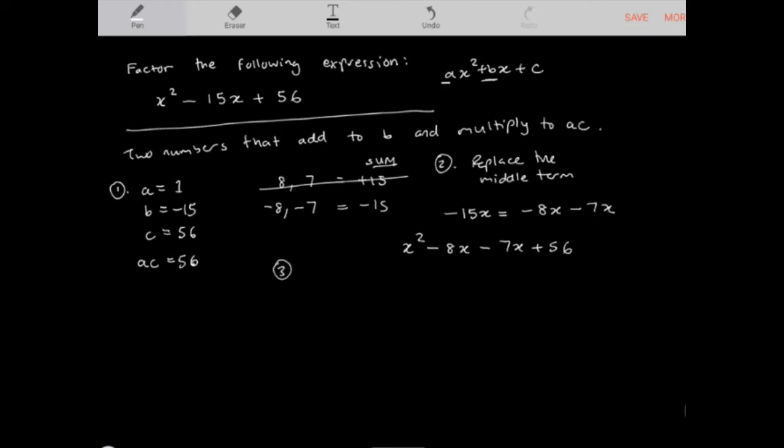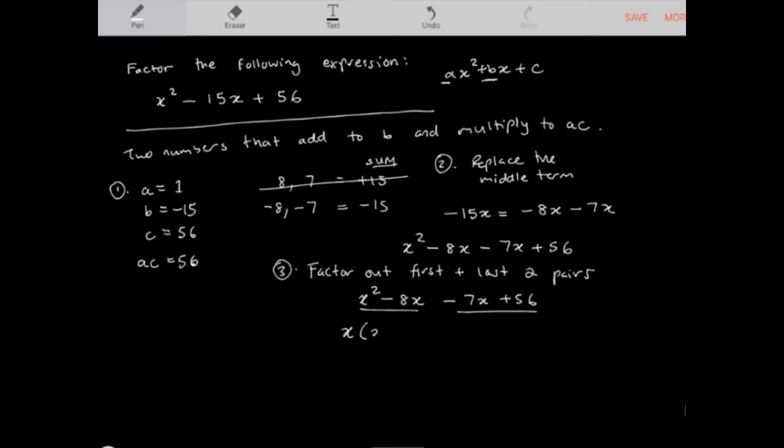Then what you want to do is factor out first and last two pairs. Okay, so in this case, your first pair here is the x squared minus 8x. The last pair here is the negative 7x plus 56. And I'm going to factor out the greatest common factor. So if I factor out the greatest common factor here, I'm going to factor out an x. You get x minus 8. I'm going to factor out a negative 7 here. You get x minus 8.